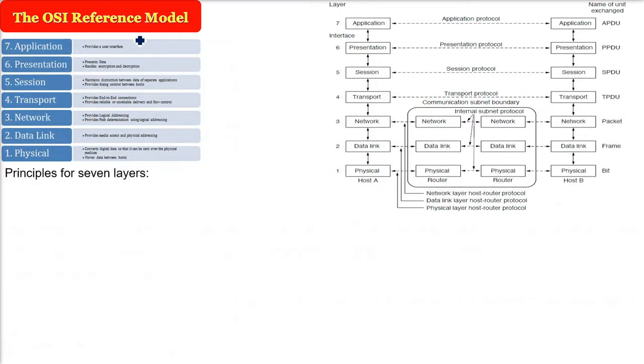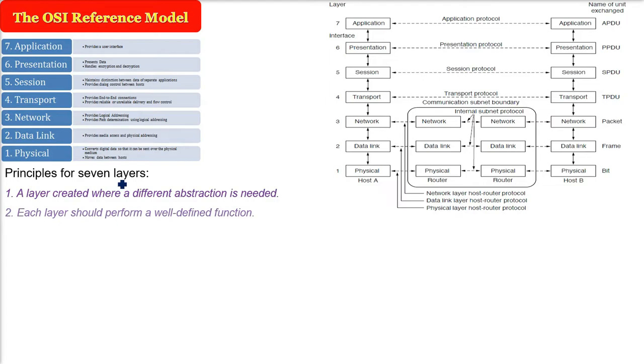Now the question is, why are there 7 layers? What are the layers doing? Why do we have just 7? Why are we not having 6? Why are we not having 5? Why are we not having 100? So there are certain principles for these layers, why they were defined by ISO. So this ISO has certain principles.